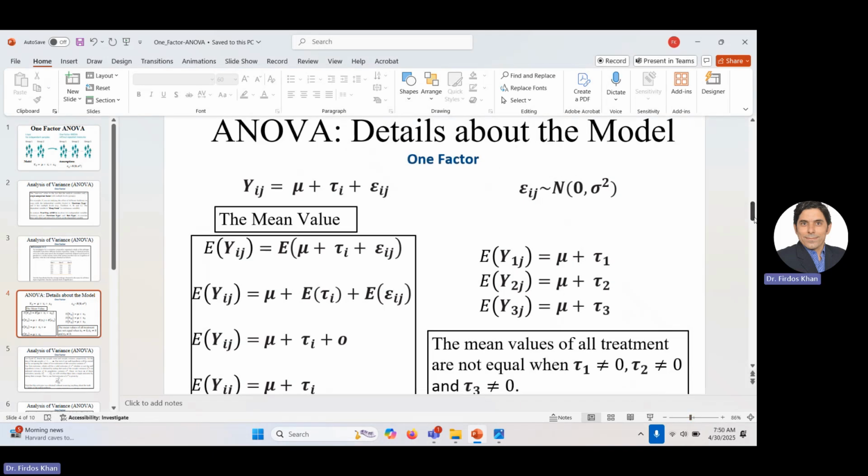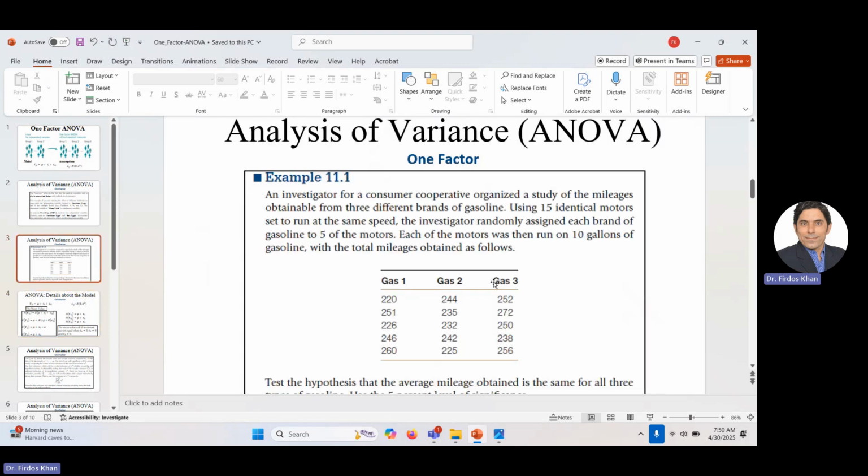Okay, now details about the model. When you are writing the dependent variable like yij, the overall mean is mu, and tau i is the impact of the ith level of the factor, like the gasoline level. So this is the impact which can be produced by the ith level of the factor. In this example, this is gasoline 1, 2, and 3.